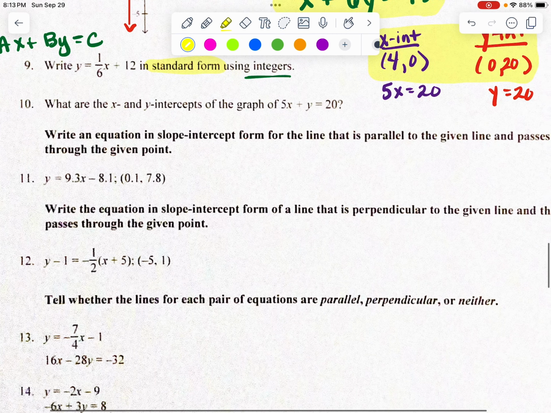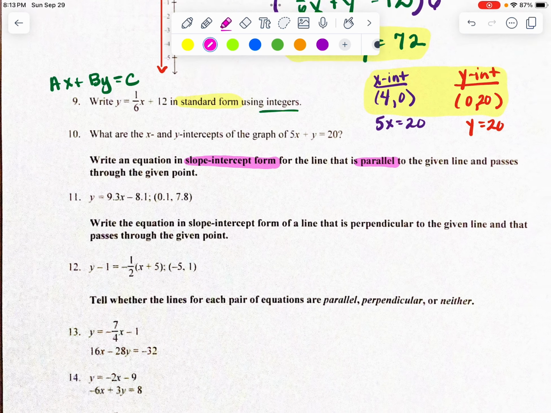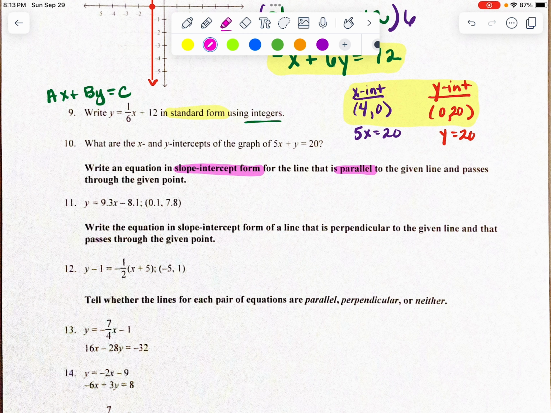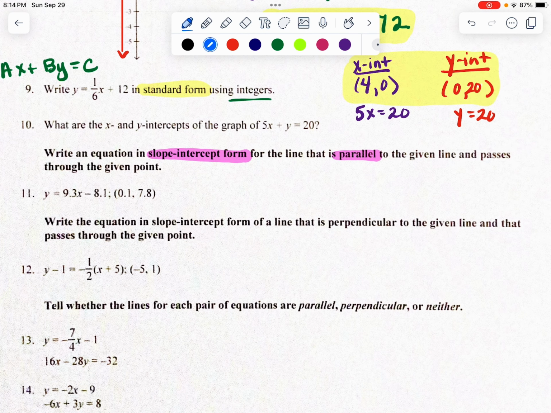Number 11, you're writing an equation. Again, make sure to read the directions: in slope-intercept form for the line that is parallel to the given line and passes through the given point. Oh, decimals. I didn't realize that one decided to pop up. It's fine. I know that the slope of this one is 9.3. That's in slope-intercept form itself, so that's the slope of this line. And since it's parallel, we're going to use the exact same slope.